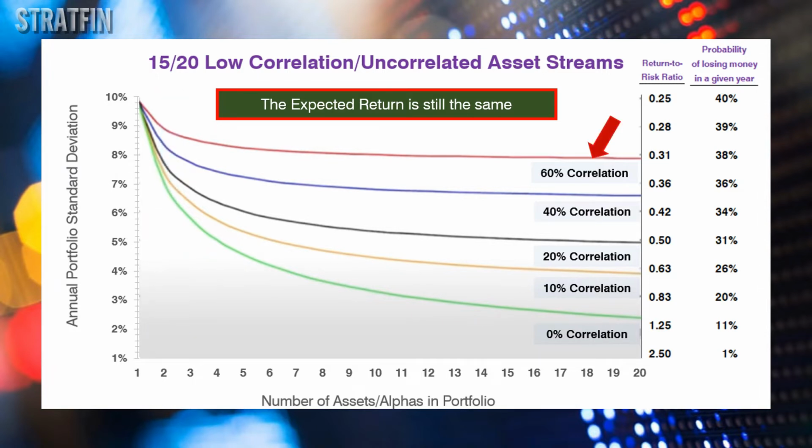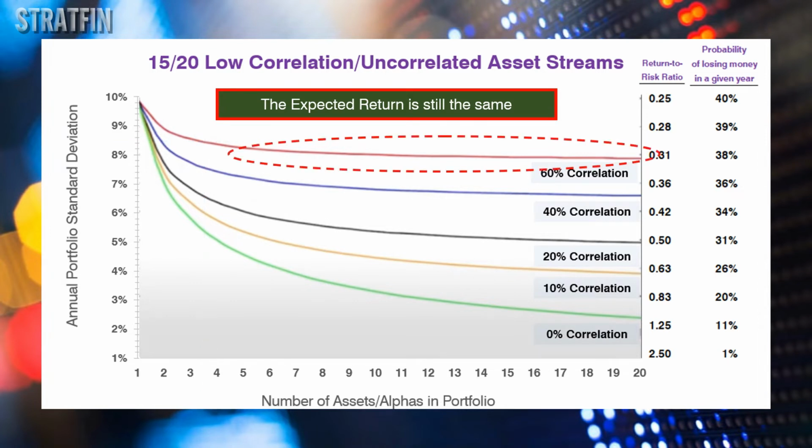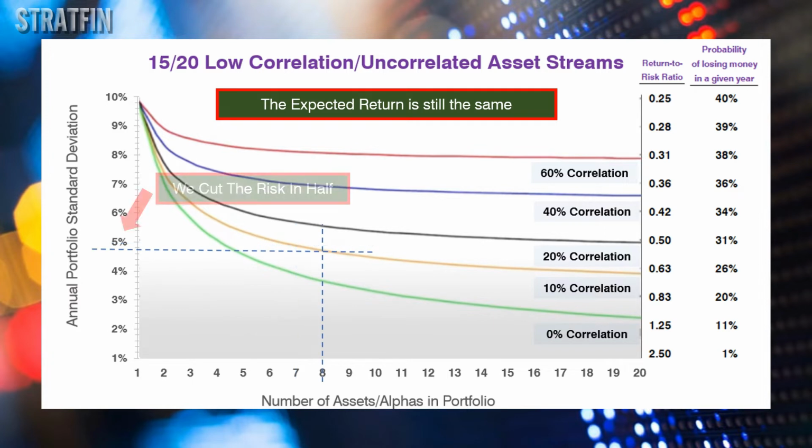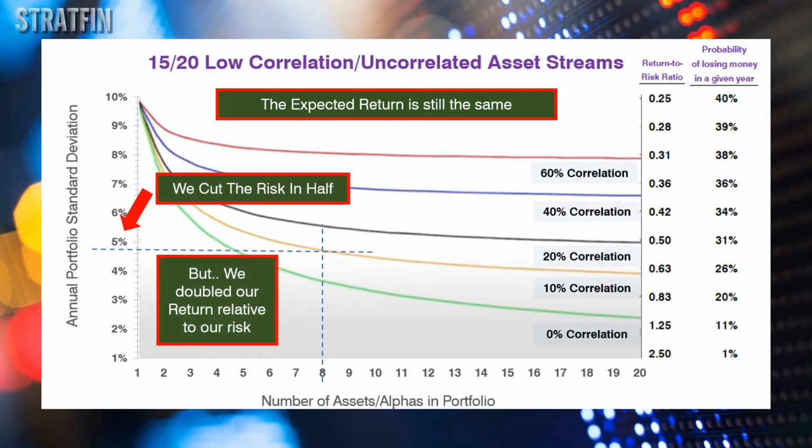If it has a 60% correlation, you will get a reduction that maybe is about 15%, but with a correlation of 60%, you could add in 1,000 more streams, and you're not going to reduce your risk much more. That's why correlation is key here. This changes according to the level of the correlation. If something has a 10% correlation, at about a sample size of 7 or 8, we cut our risk in half. That means that we double our return relative to our risk. That's really good.